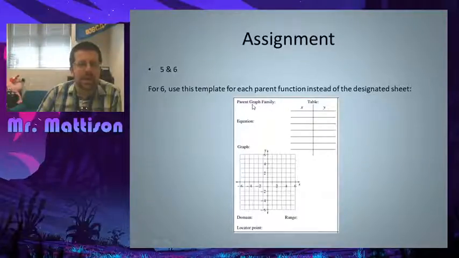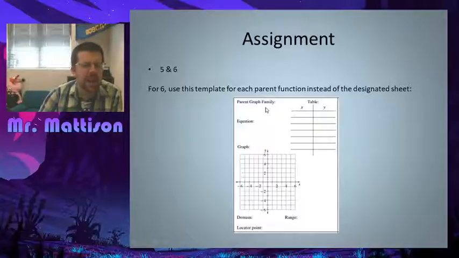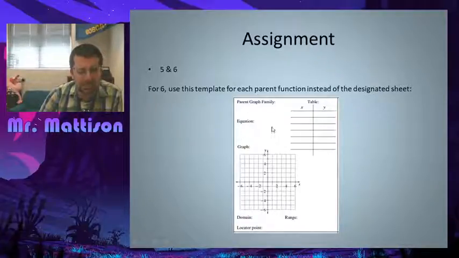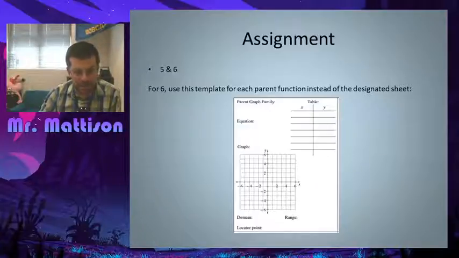So the parent graph family. So we'll do one really easy. We're going to talk about parabolas, right? So the parabolic or quadratic, however you want to label it, whatever makes the most sense to you and you think of when you see those. The equation. So you kind of want a base one here. So the base equation would be f of x is equal to x squared. That's the parent one there.